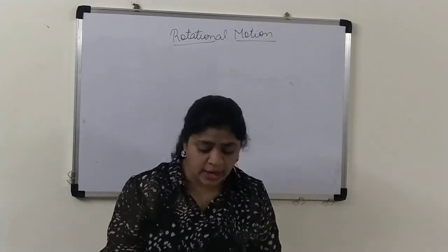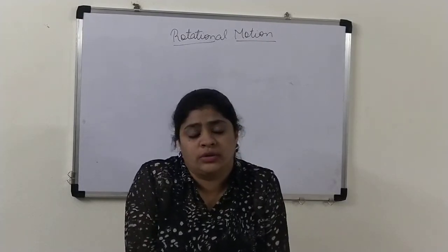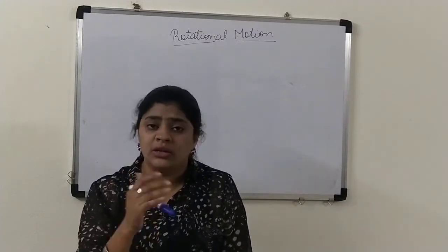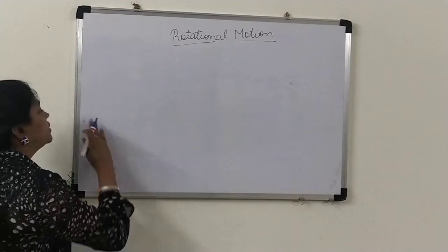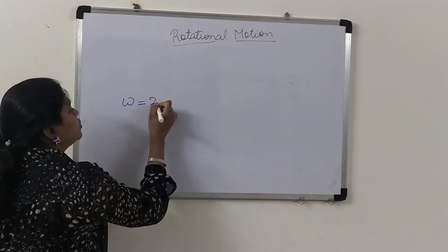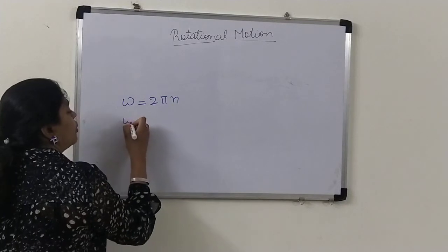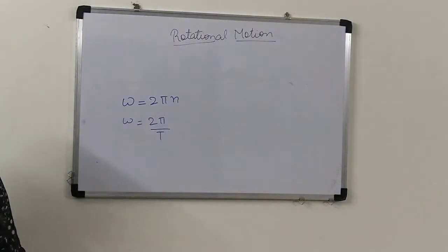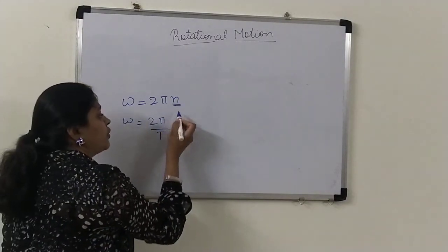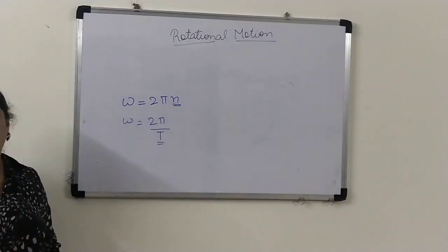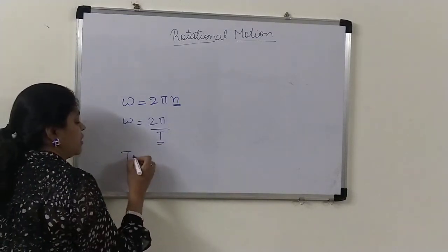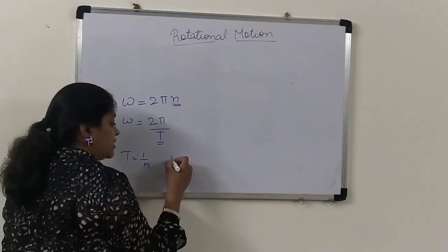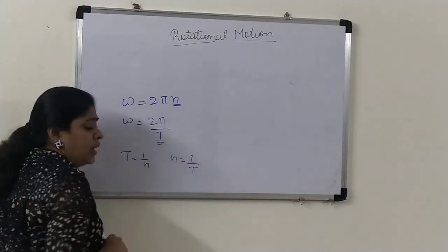Okay, so going ahead, what is another formula for angular velocity? That is omega is equal to 2 pi n, or omega is equal to 2 pi by T. First I'll clear the connection of n and T. n is your frequency and T is your time period. You have studied since school that time period is equal to 1 by n. Time period is the inverse of frequency, or frequency is the inverse of time period.